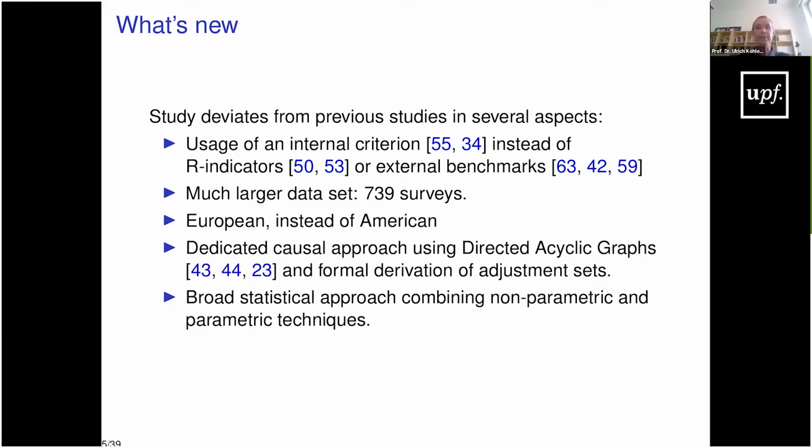Namely, we use 739 different surveys. We have a more European perspective, while most of the other papers look predominantly at American surveys. We also use, and that's perhaps the most problematic part, a dedicated causal approach using directed acyclic graphs to more or less formally derive the adjustment sets that are necessary to answer our question, and a large part of our presentation will be on how we use this directed acyclic graph to inform the research design of our paper. And finally, we use a broad statistical approach that combines non-parametric with several kinds of parametric techniques as well.